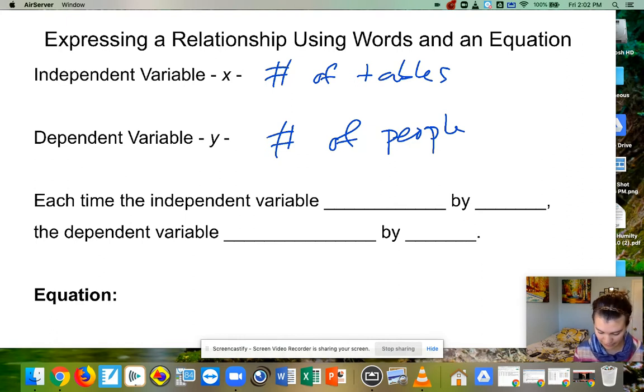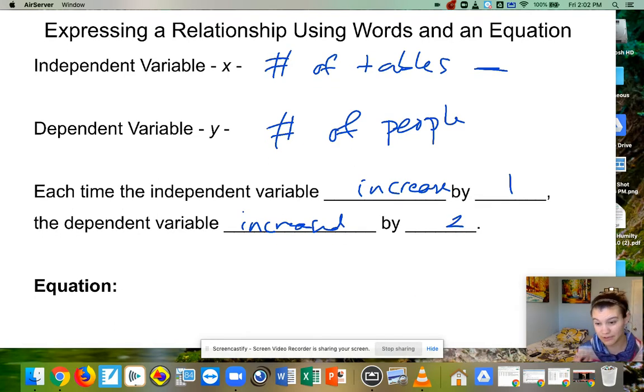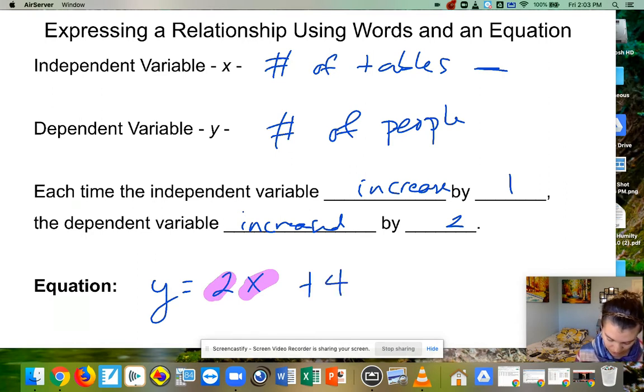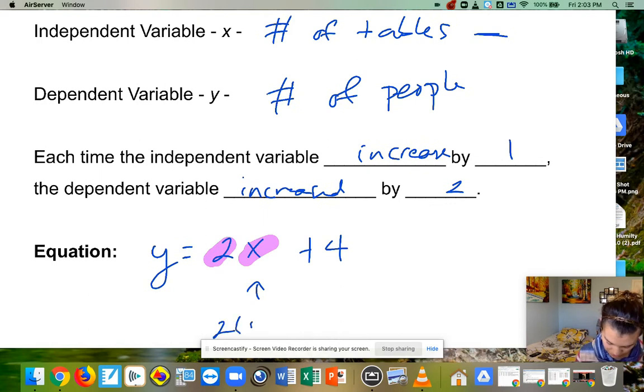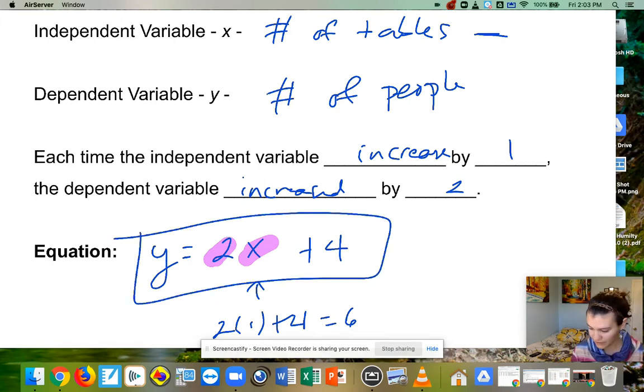So every time our independent variable, or our tables, increases by 1, the dependent, or the number of people, increased by 2. So if we write our equation, if we had 0 tables, I mean, this doesn't really make sense, but if we had 0 tables, we started with the 4. And then every time our X goes up, we go up by 2. And we start with 4. So when you plug in 1, you want to get 6. So if I plug in 1, we do 2 times 1 plus 4 equals 6. That works every time after that you go up by 2. And that's your equation.